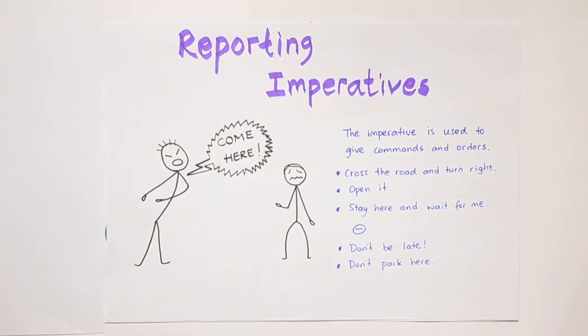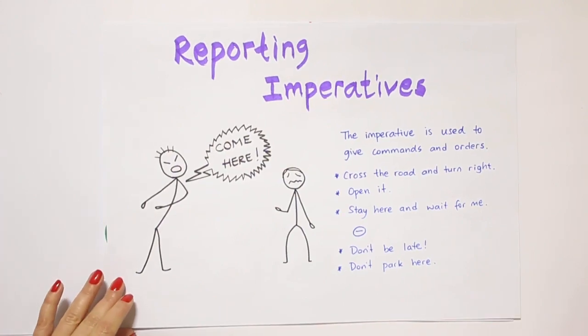Look at our stickman. He says, "Come here." So, let's remember why we use imperatives. The imperative is used to give commands and orders. Cross the road and turn right. Open it. Stay here and wait for me. And when we make a negative imperative, we say, "Don't be late. Don't park here." So technically we are talking to the other person who is with us.